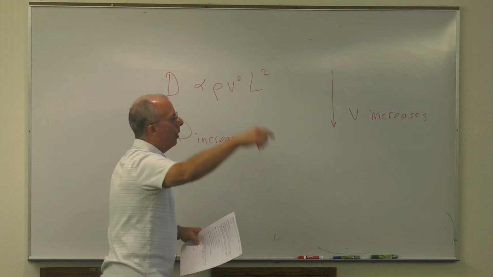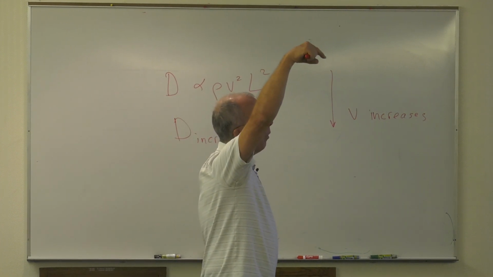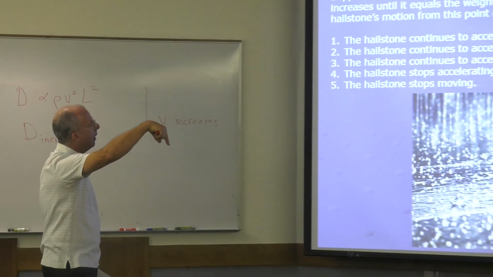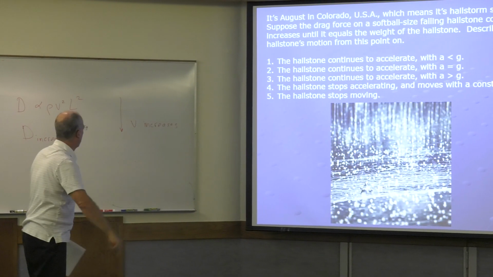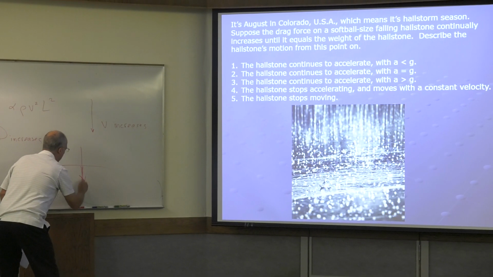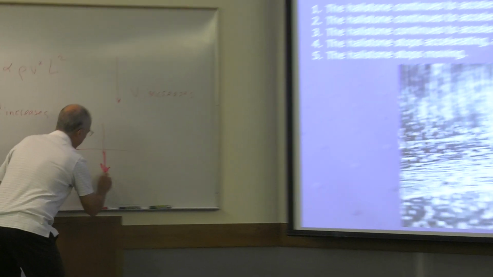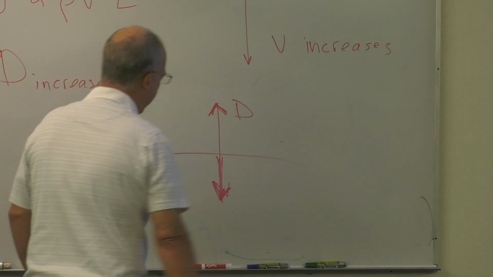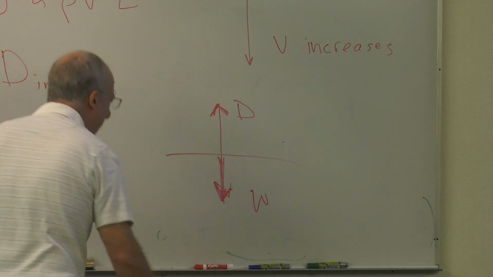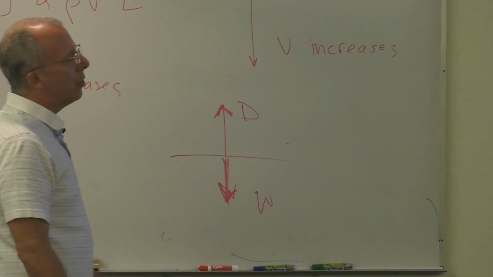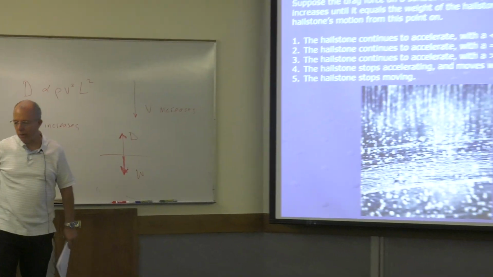Okay, so the drag force on a softball-sized falling hailstone continually increases until it equals the weight of the hailstone. So draw your force diagram. So there's your weight, and your drag opposes motion, so it's up here. Okay? So there's weight this way, drag this way. Describe the hailstone's motion from this point on. So pause your video and figure it out.